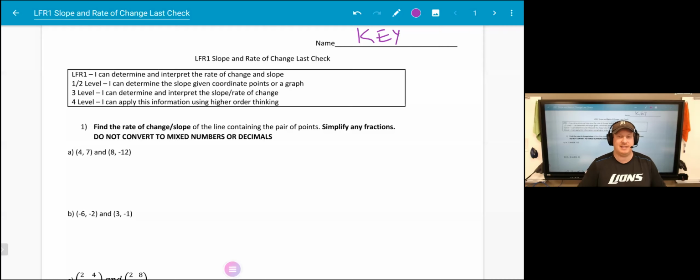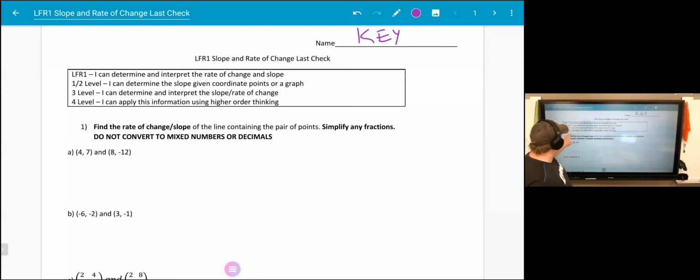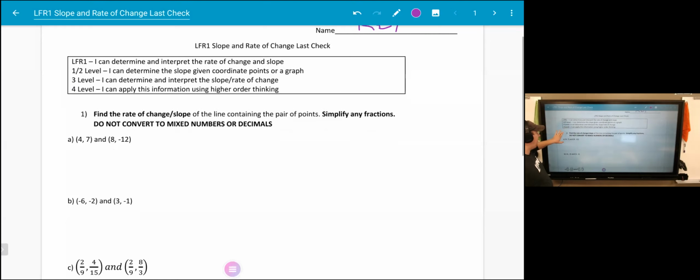All right, Algebra 2, here you go. This is your LFR1 last check, slope and rate of change. You can read your rubric there that you got to do. Let's go ahead and start right with the values.